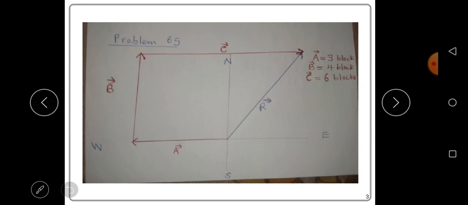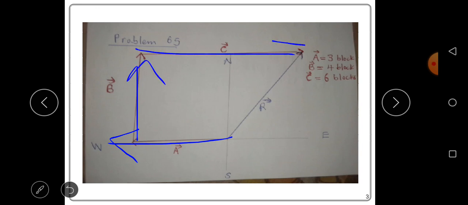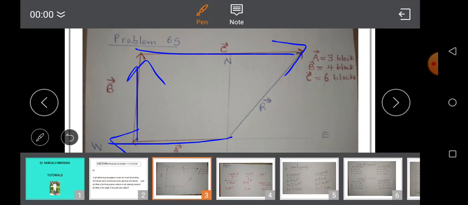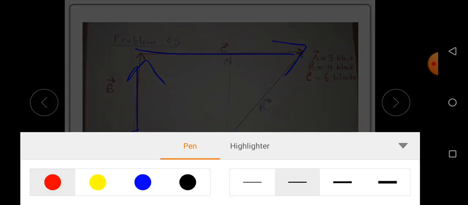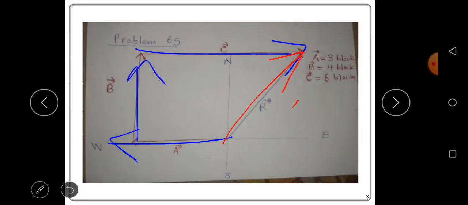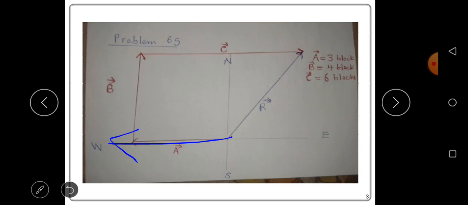So this is the diagram. This girl moves 3 blocks to the west, then 4 blocks north, then 6 blocks east. Then this is the resultant vector. So we've looked at the diagram representation of this question. Now let's find the solution to this question.